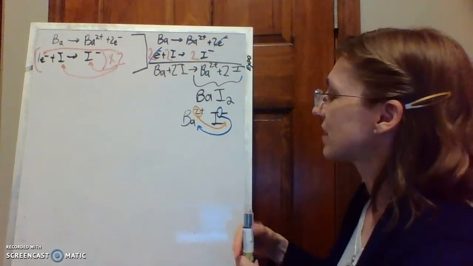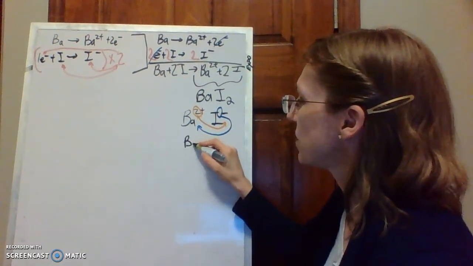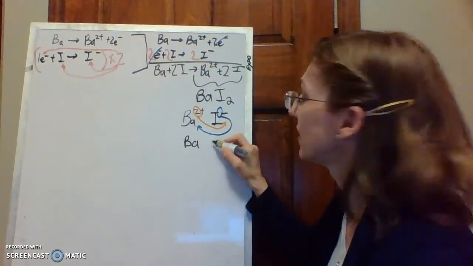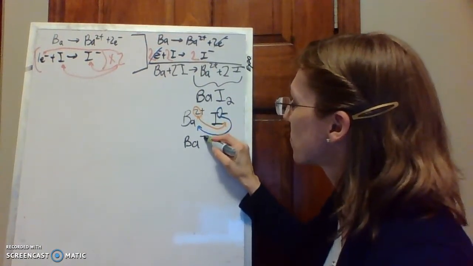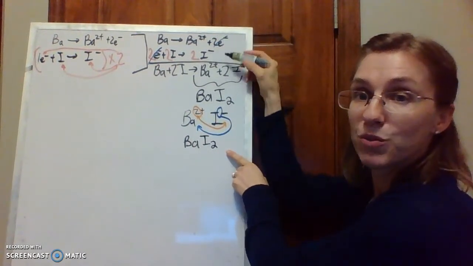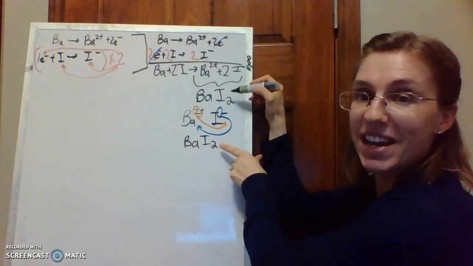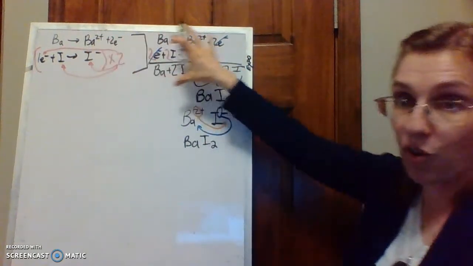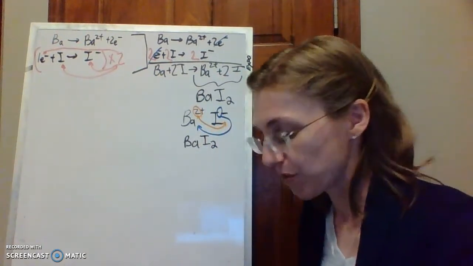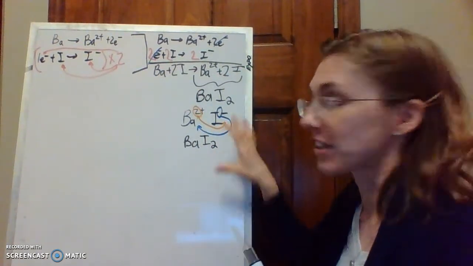So when we write this with our shortcut, it comes out to be barium with a subscript of 1, which we don't write, and iodide with a subscript of 2. So you can see whether we did it this way or this way, we got the same answer. This just takes a whole lot more work, right? So the shortcut comes in very, very handy. So we're going to look at that. Let's try another one with this shortcut.